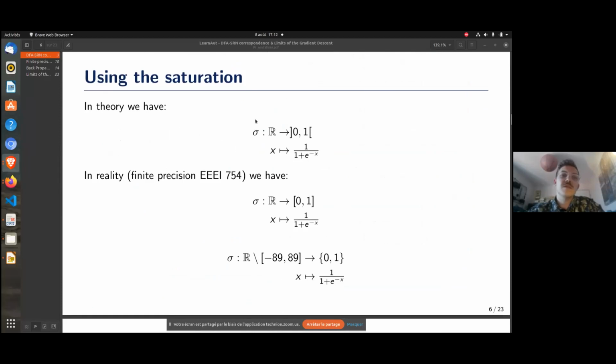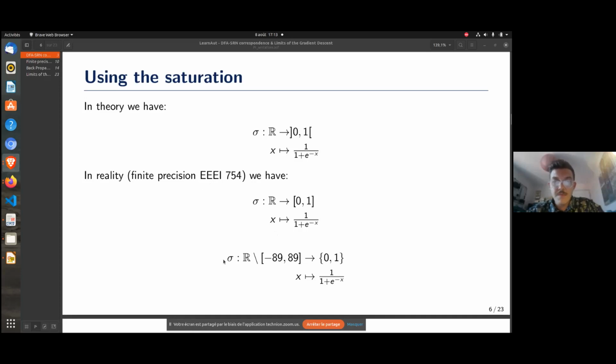What I mean by that is that the activation function in theory is defined by this right here. It is a function defined on the real line, and the target space is the open interval (0, 1). In theory, we never reach the boundaries, but in reality, in finite precision, we do reach them. In fact, with the regular float numbers that we use on our computers, the IEEE 754 norm, we reach the boundaries very, very fast.